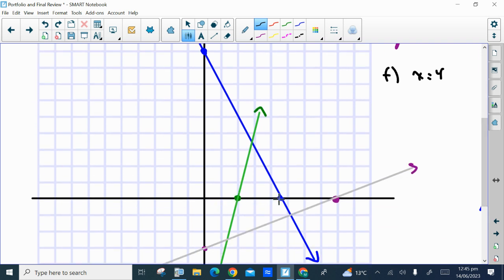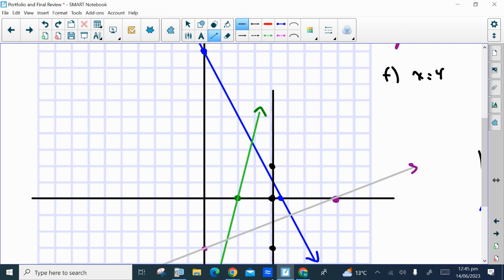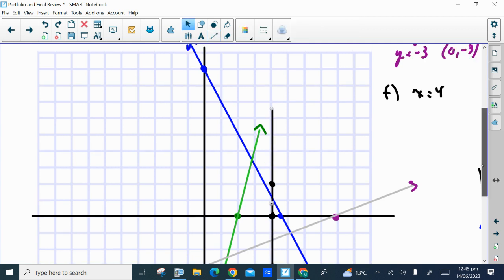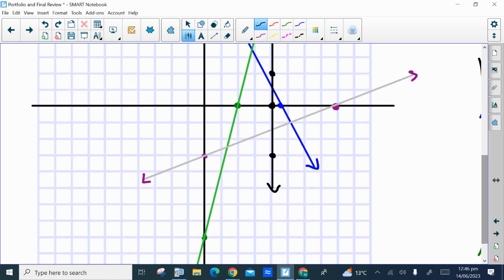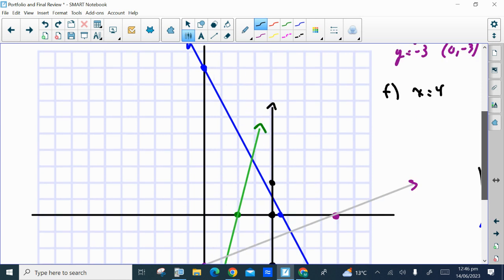So 1, 2, 3, 4. When y is 0, x is still 4. When y is 2, x is still 4. When y is negative 3, x is still 4. The equation says that x always equals 4. Y will change, but x doesn't. It's always equal to 4. So this is actually a vertical line. And again, we always put arrows on the end. So that is line F.